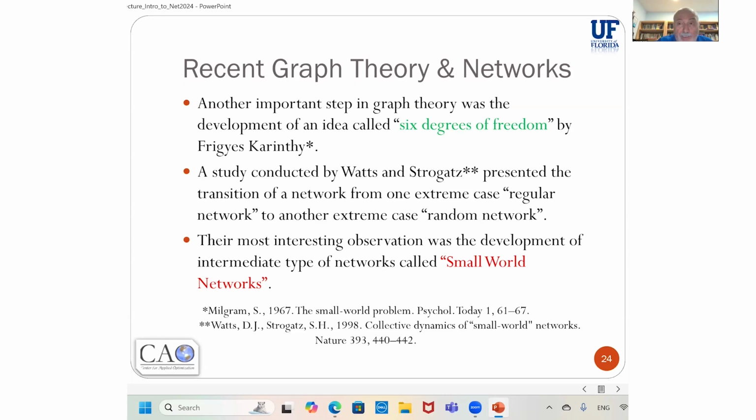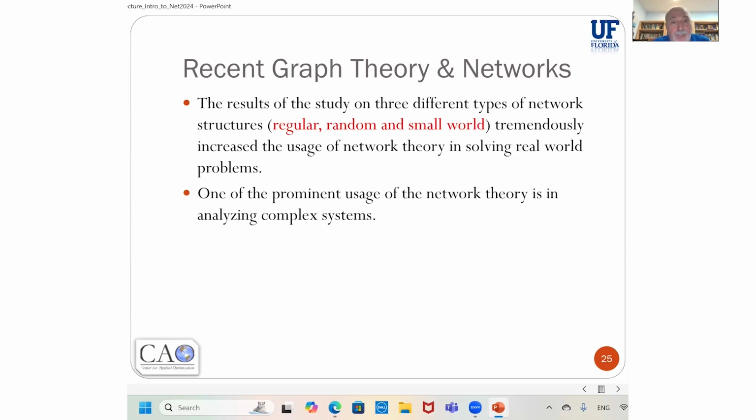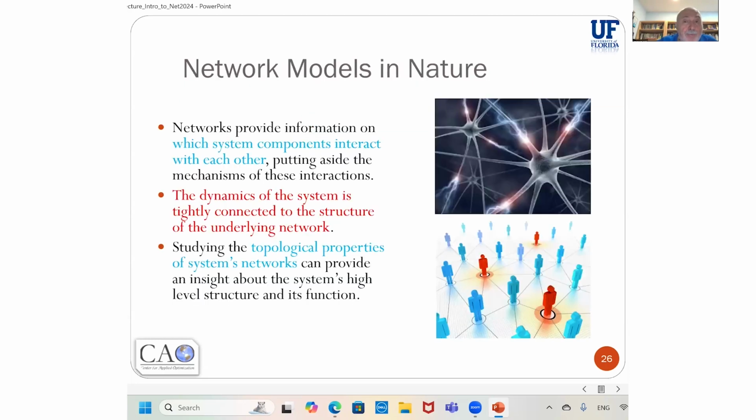Very important as an application, and I know especially in big applications in neuroscience. So the results of the study on three different types of networks, from regular to random to small world, increased the usage of network theory in solving real world problems. And one of the uses of network theory is in analyzing complex systems, because many complex systems are modeled as networks.